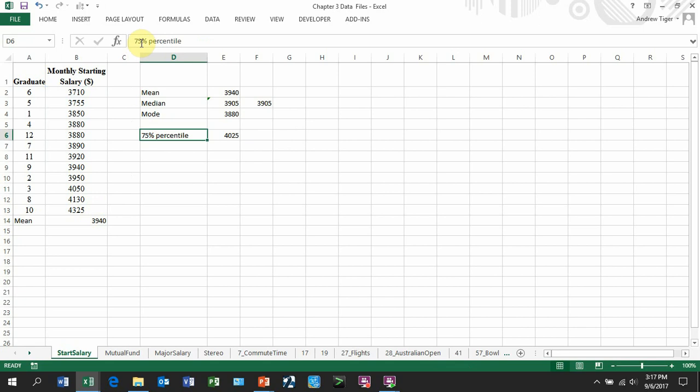But what if I wanted the 50th percentile, which is also the middle? So the 50th percentile is the same as the median. If I change this to 0.5, there you go, it's the same thing. So the definition of the median is it's equal to the 50th percentile.